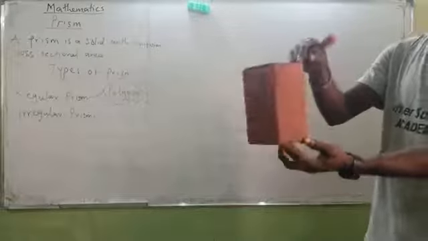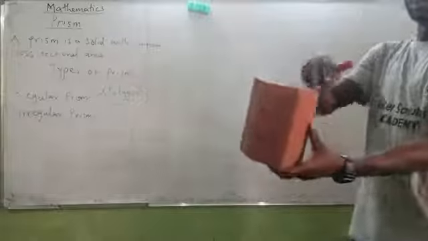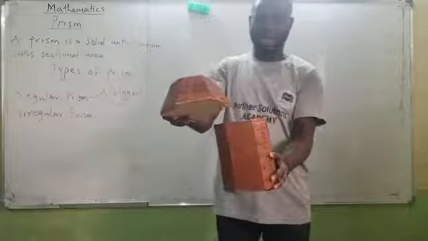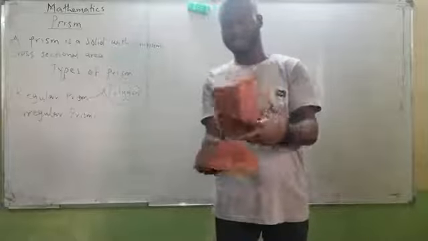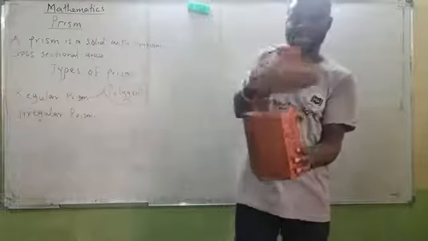1, 2, 3, 4, 5, 6. This is a what? Prism. But this edge, this place is equal to this place. But in this case, they are not, they are both hexagonal prisms. But the upper is not equal to the what? Lower here. This is not equal to this. But this time around, this is equal to this.